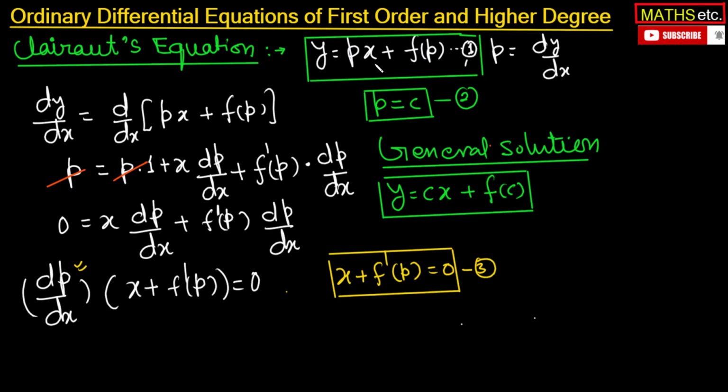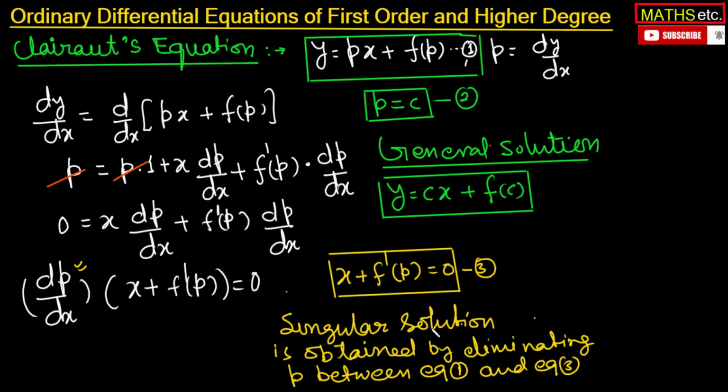Now, by eliminating p between equation number 1 and 3, we get the singular solution. So the singular solution is obtained by eliminating p between equation 1, the Clairaut's equation, and equation 3. Equation 3 that we obtained using this factor. But there is an alternative method to find the singular solution, right?